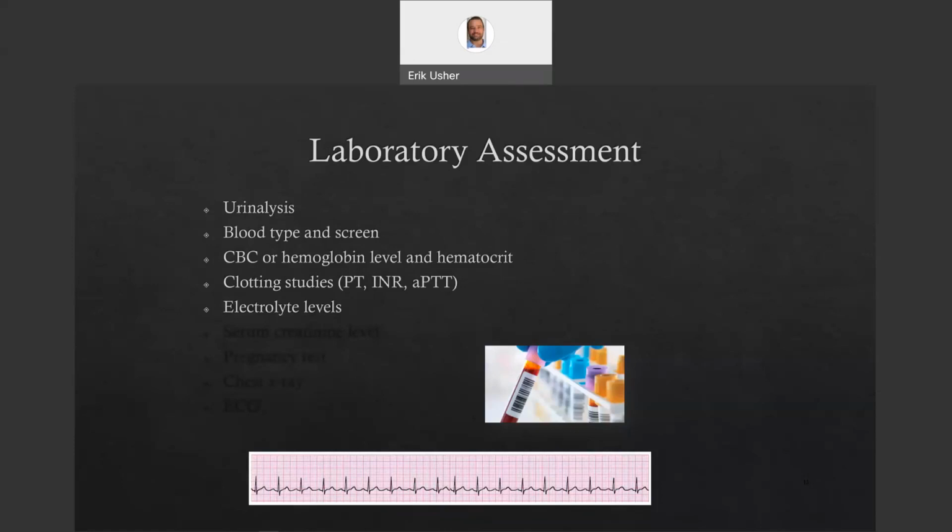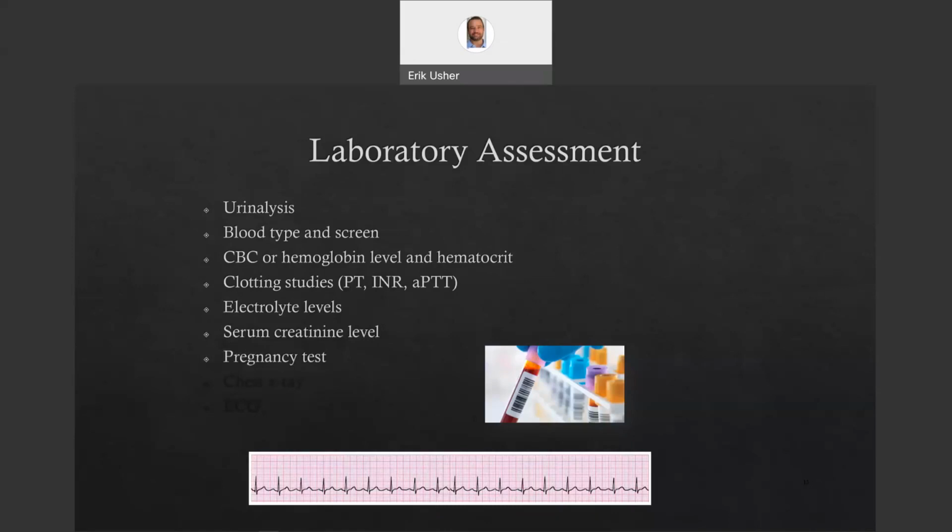Electrolyte levels, of course, because anytime you have altered electrolytes, sodium, in particular potassium, if you have potassium that's elevated or too low, you definitely want to hold off and alert the surgeon on that one, because we can get some significant cardiac dysrhythmias from that. Their creatinine level, how are their kidneys functioning? We need to know that.